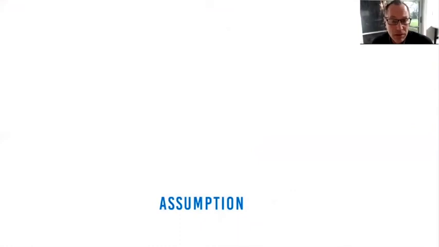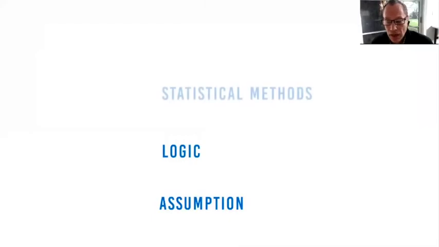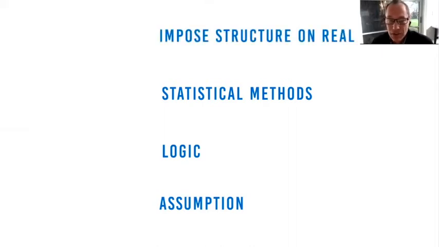One is assumption. We always bring some assumption to what we do. The next is logic. There should be some logical connection. The next is statistical methods, and there's quite a range of these. This can be everything from just gathering some numbers and taking some averages, all the way up to really sophisticated statistical methods that untangle cause and effect. And then finally, there's something which doesn't have a very good everyday word for it, but it's imposing structure on the real world. That is, you do things that you wouldn't do normally under typical commercial circumstances.